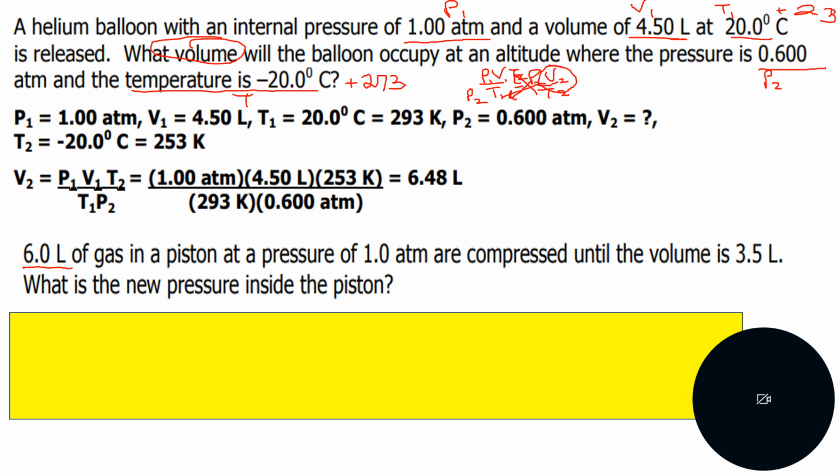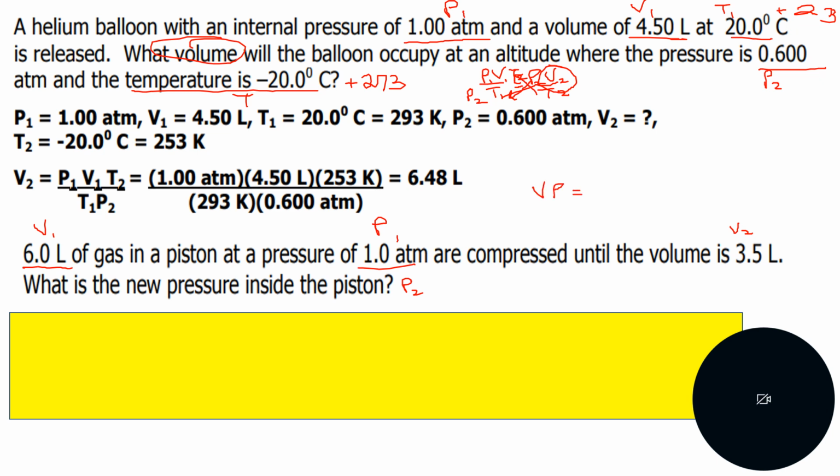So we have 6 liters of a gas in a piston at a pressure of 1.0 atm that is compressed to a new volume of 3.5. What is our pressure inside? So we're looking for pressure 2. These are our initial conditions right here. This would be another gas law.